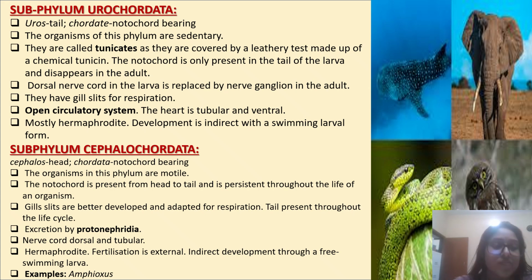Next, subphylum Cephalochordata. Cephalo means head and chordata means notochord bearing. The organisms in this subphylum are motile. The notochord is present from head to tail and is persistent throughout the life of the organism. Gill slits are better developed and adapted for respiration. Tail present throughout the life cycle. Excretion by protonephridia. Nerve cord dorsal and tubular. Sexes are separate, fertilization is external and development is indirect through a free swimming larva, for example Amphioxus.